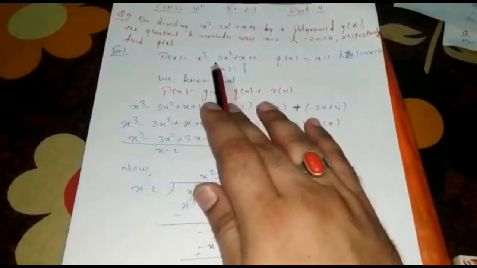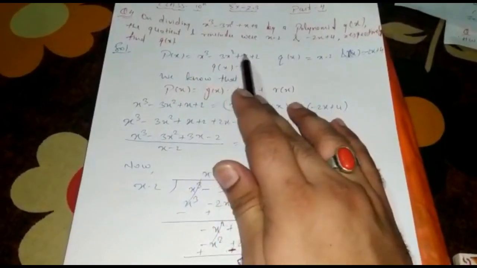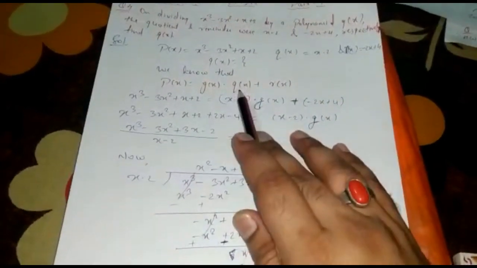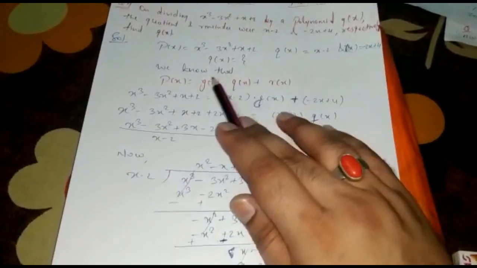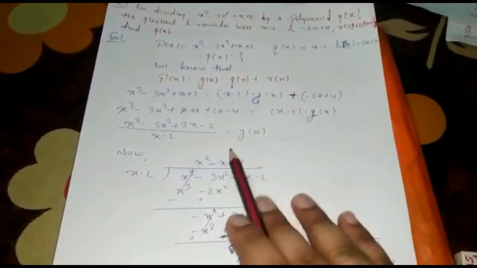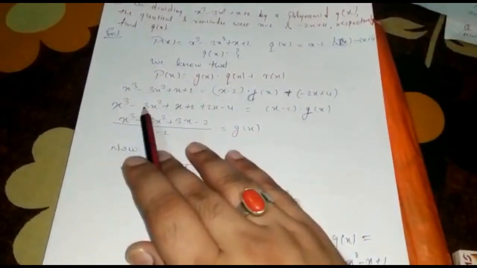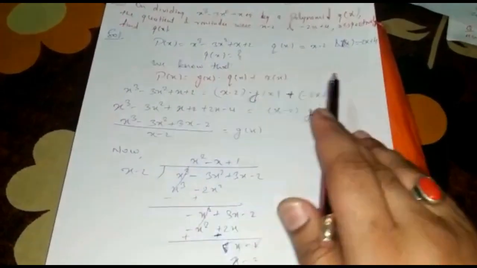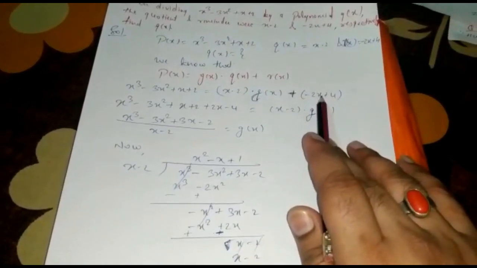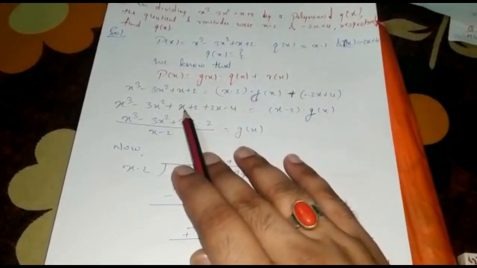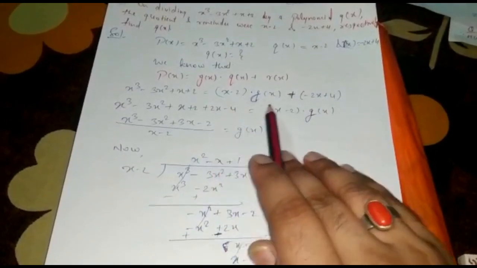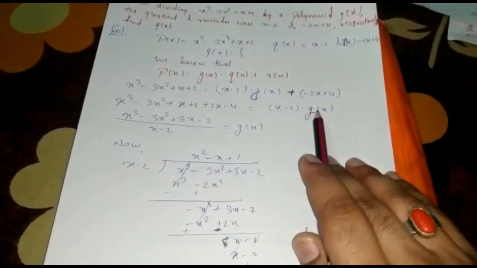So px is our polynomial, x cube minus 3x square plus x plus 2, and the value of qx is x minus 2, gx is as it is, plus rx means minus 2x plus 4. So x cube minus 3x square plus x plus 2 as it is, this is minus 2x plus 4. When we take minus 2x plus 4 to LHS, it will become plus 2x, and plus 4 becomes minus 4, and that will be equal to x minus 2 dot gx.